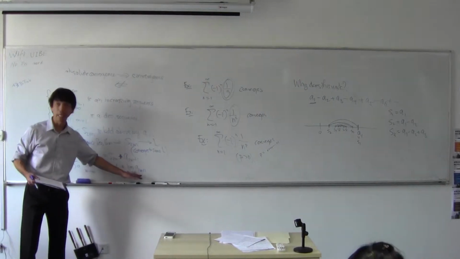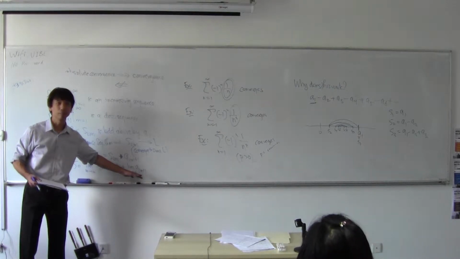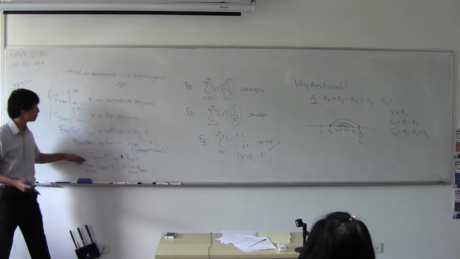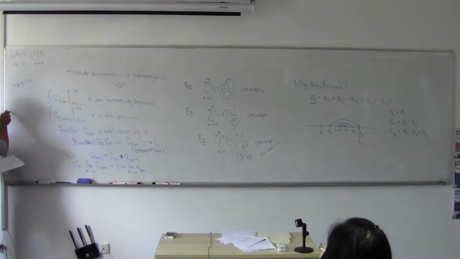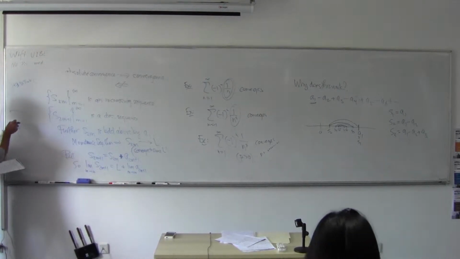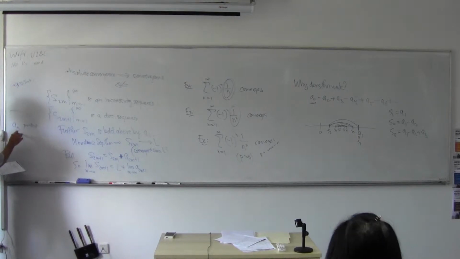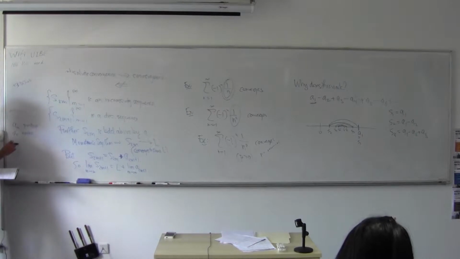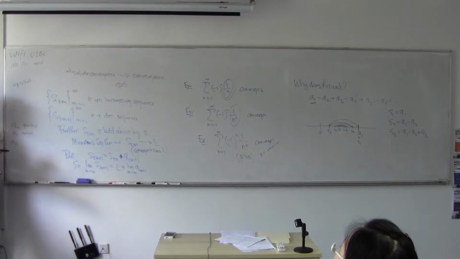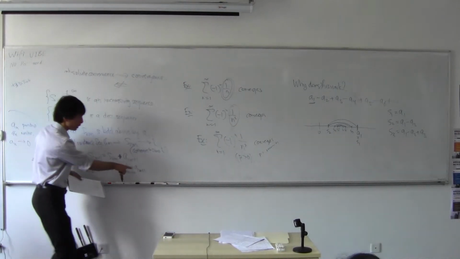What's the limit of a_{2m+1} as m goes to infinity? Oh, I erased it. What did we say about our a_n? The a_n were all positive. The a_n were non-increasing. And the a_n go to 0, right? So this is 0.